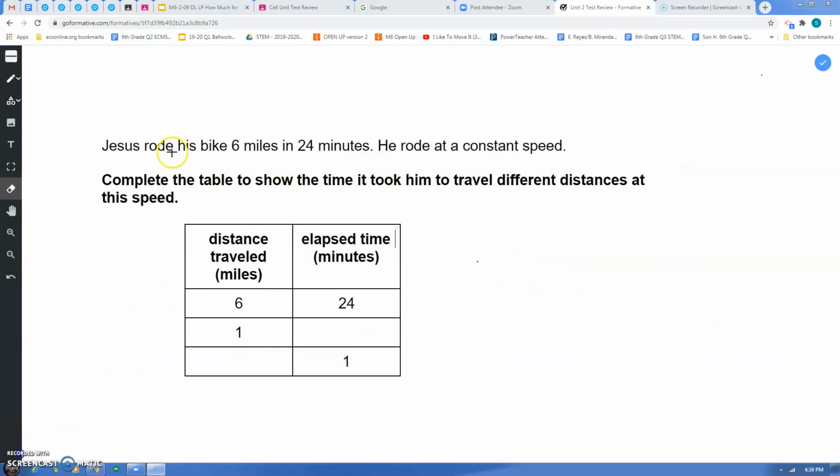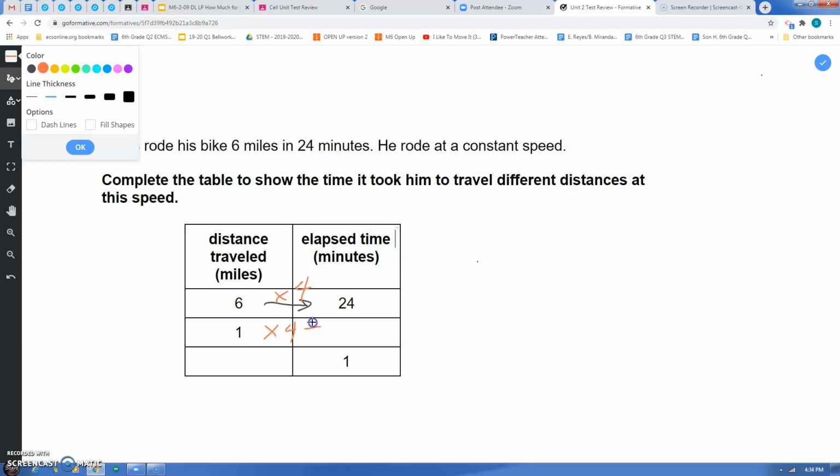Okay. So Jesus rode his bike 6 miles for 24 minutes. He rode at a constant speed. Complete the table. So one basic idea is, what is the math to get from one to the other? So to get from one to the other, all right, so what math do I need to do? Well, easy enough. If I go here, I multiply by 4. 6 times 4 gets you 24. So if that's the math, the ratio, then from here to here is the same. Gets you 1 times 4 is 4.